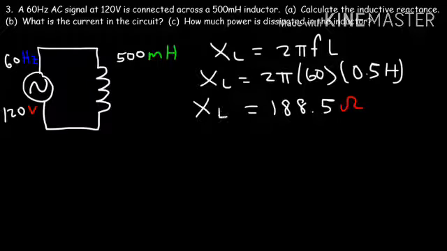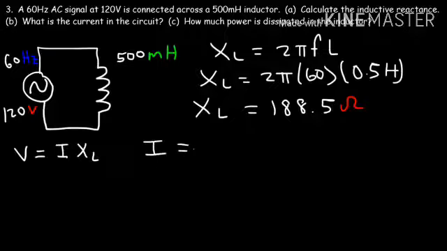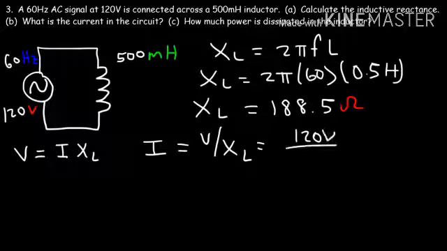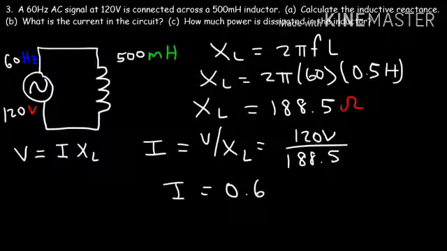Once we have that, we can find the current in the circuit. So V is equal to I times XL, which means that the current is equal to the voltage divided by the inductive reactance. The voltage is 120, and the inductive reactance is 188.5. So the current in the circuit is 0.6366 amps.